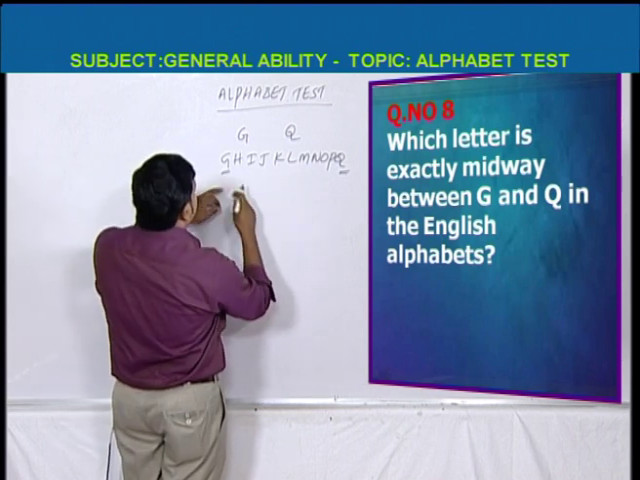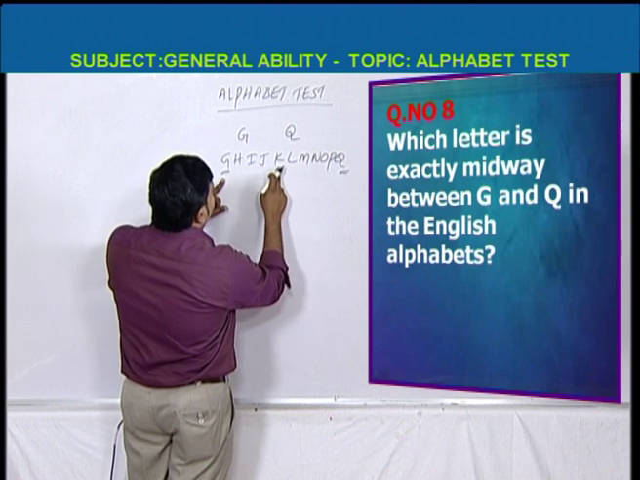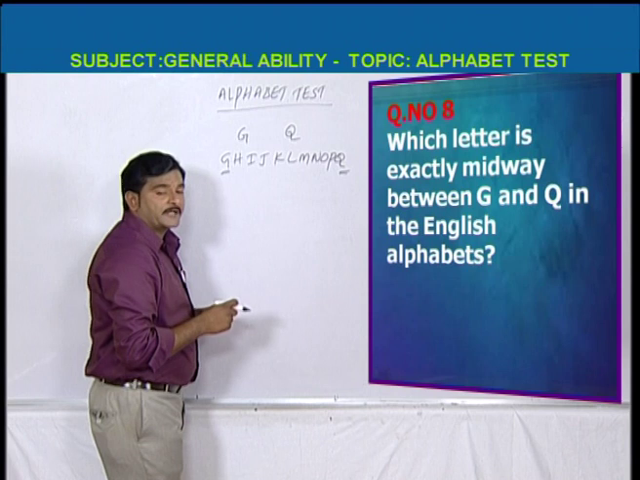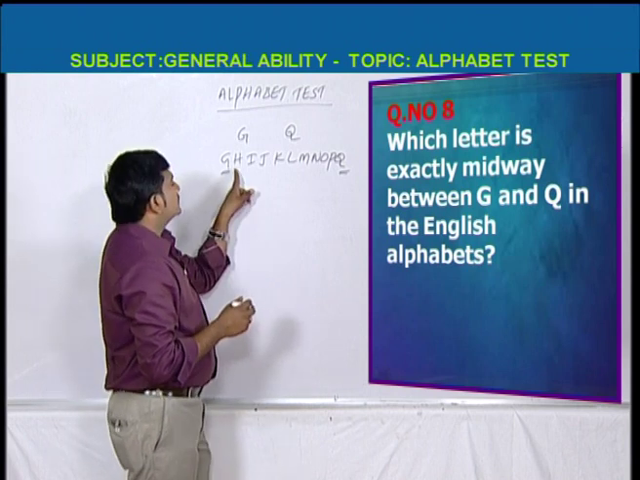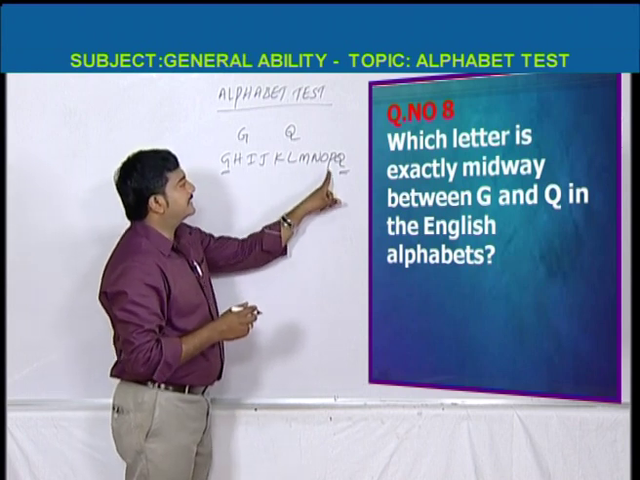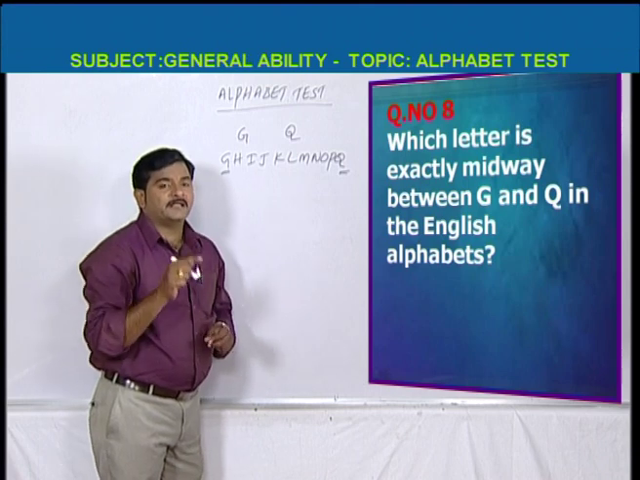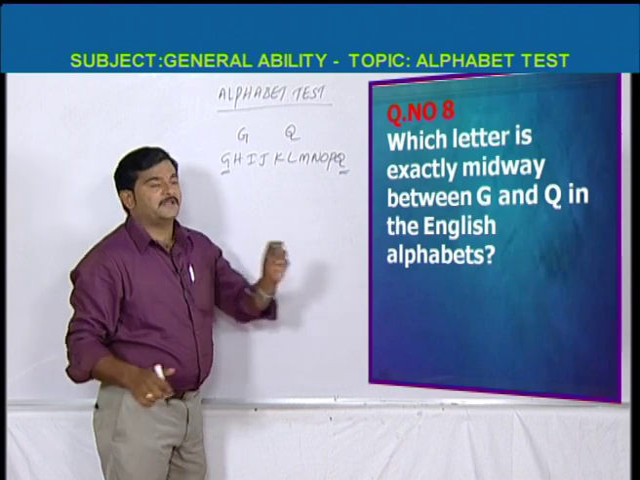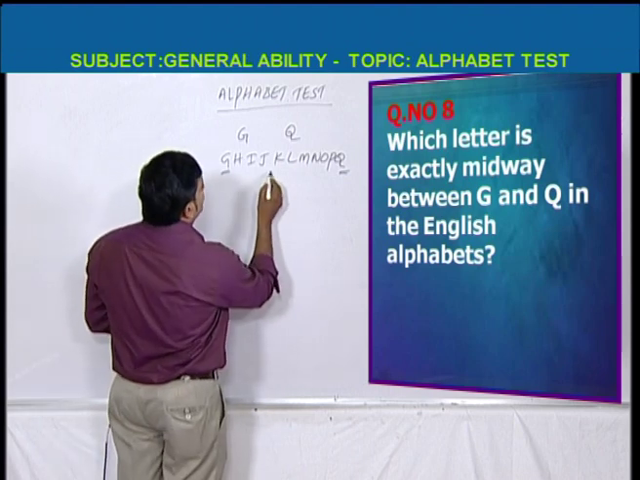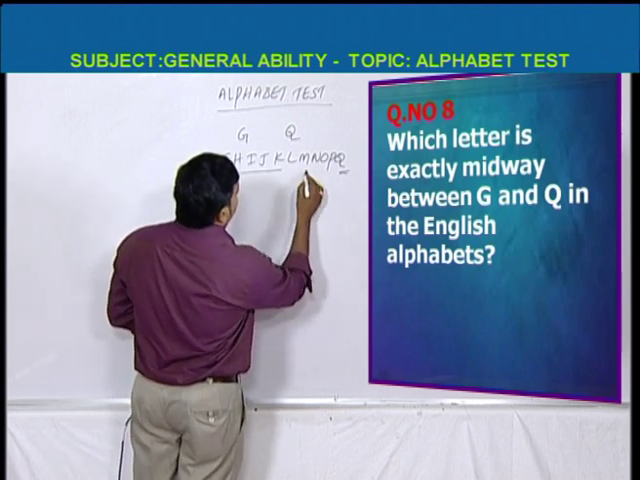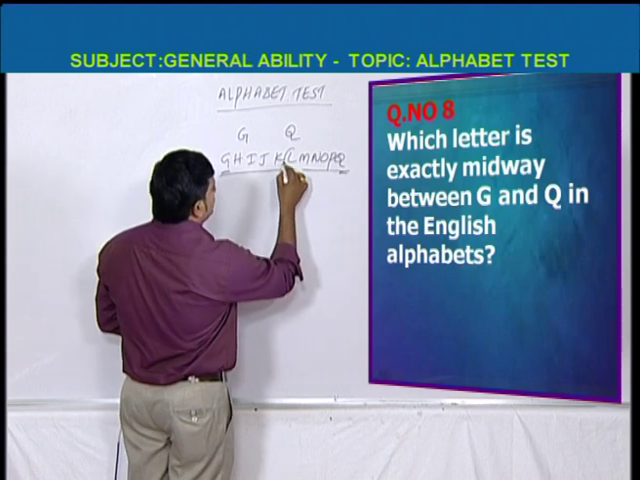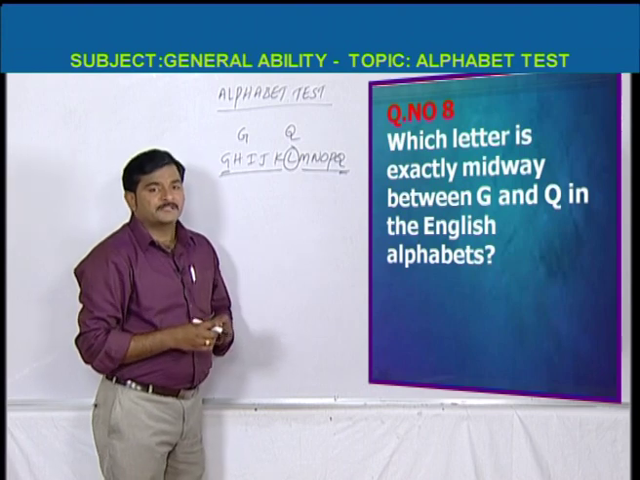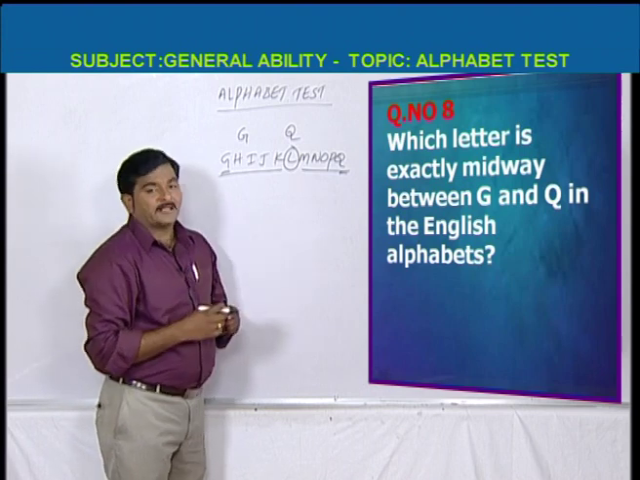If you count all the letters: 1, 2, 3, 4, 5, 6, 7, 8, 9, 10, 11. So how many am I getting? I am getting a total of 11 letters. So when I am getting 11 letters, simply remove the first 5 letters and the last 5 letters. If I remove the first 5 and last 5, the letter exactly in between G and Q is L.